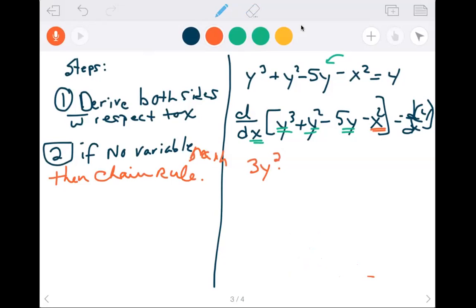And most kids will choose to write y prime when they use implicit instead of dy dx, just because it's cumbersome. I'm fine with that for these straight up implicit ones. Once we go to the word problems though, you are going to want to write 3y squared times dy dx. And it won't actually be a function of x, it'll be a function of time. It'll be stuff changing as time goes by. Just to give you a little preview of that.